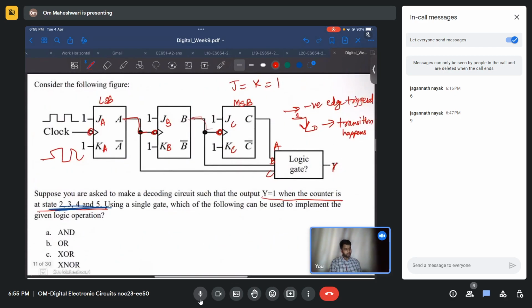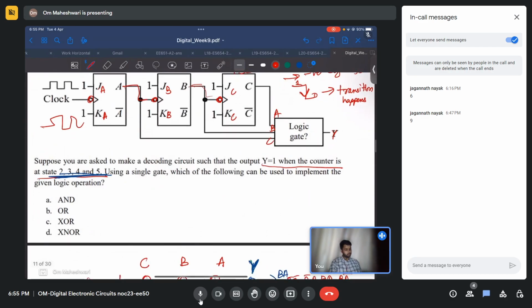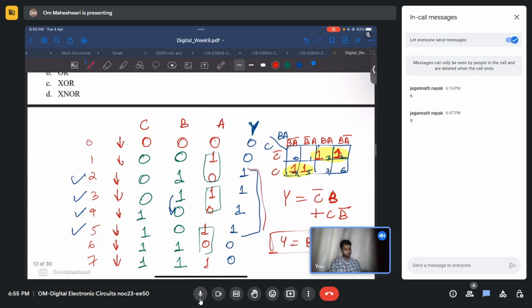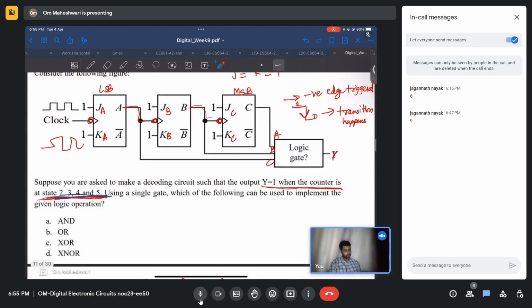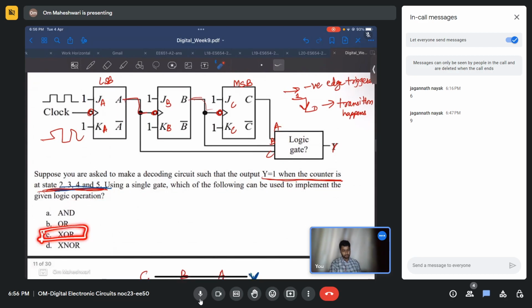To implement Y equal to 1 when the counter is at state 2, 3, 4 and 5, we need Y equal to B XOR C. The question is which gate is needed? A single gate, so that is XOR. So this is the answer.